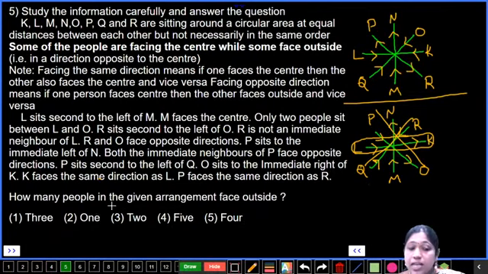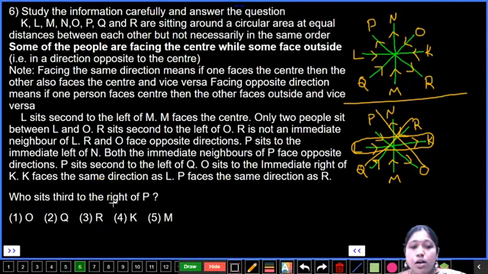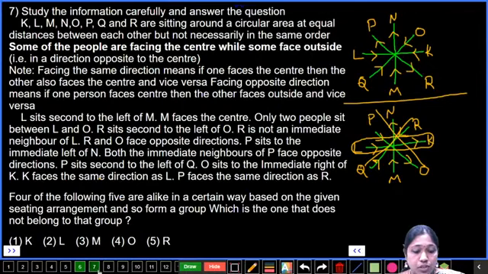And the next question is, how many people in the given arrangement are facing outside? There are 3 members, first option. Who sits third to the right of P? 1, 2, 3. It is K, fourth option. 4 are alike, find the different one. K facing the center, L also facing the center, M is facing center, O is also facing center, R is facing away from the center, fifth option.